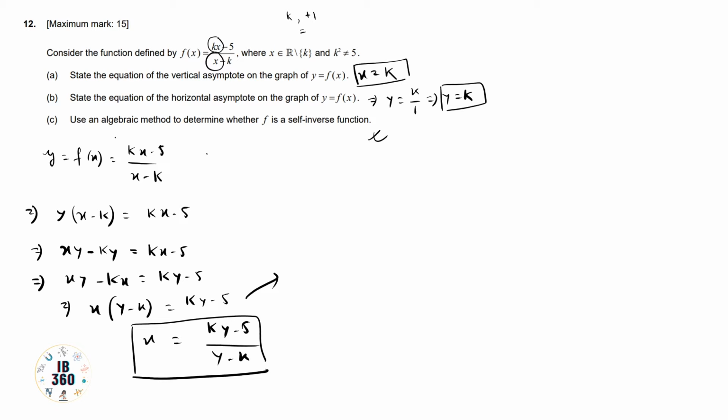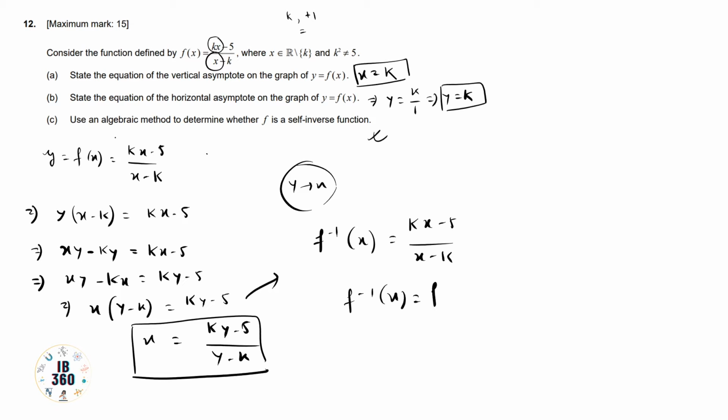Now rewrite the equation in terms of x. So f inverse of x is equal to kx minus 5 divided by x minus k. You are getting f inverse of x and f of x are the same. So f inverse of x is equal to f of x in terms of the independent variable x. That's why I can say f is a self inverse function.